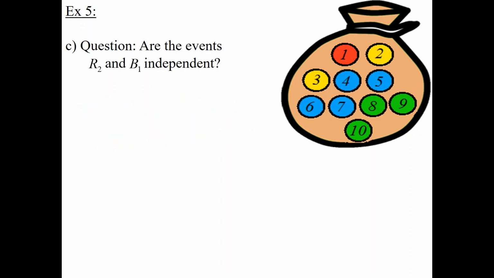Okay, so another way to do it is with the formula for independence. So how would it go? We're going to do a conditional probability here and a regular probability here, and I want to know if they're equal. You're going to put one of these events, R2 or B1, in the first slot and the other one in the second slot. It doesn't matter which one you put where. I'm going to put the R2 here. I'm going to put the B1 here.